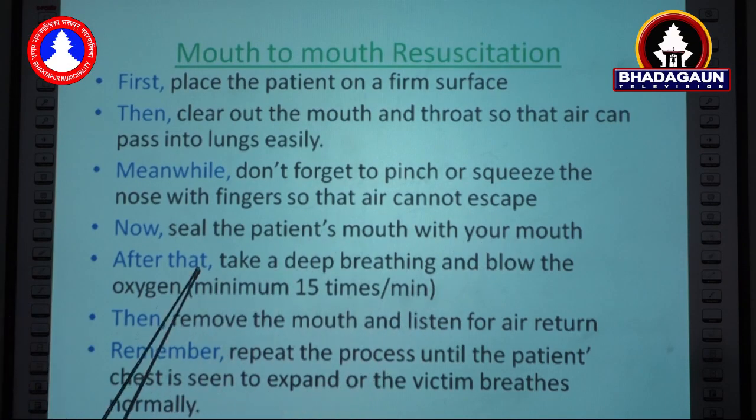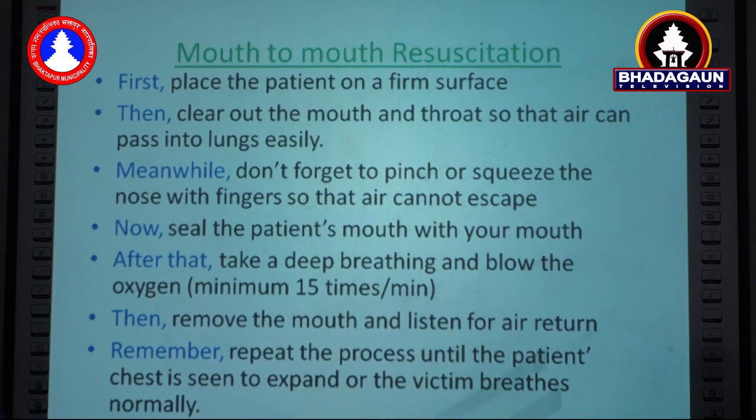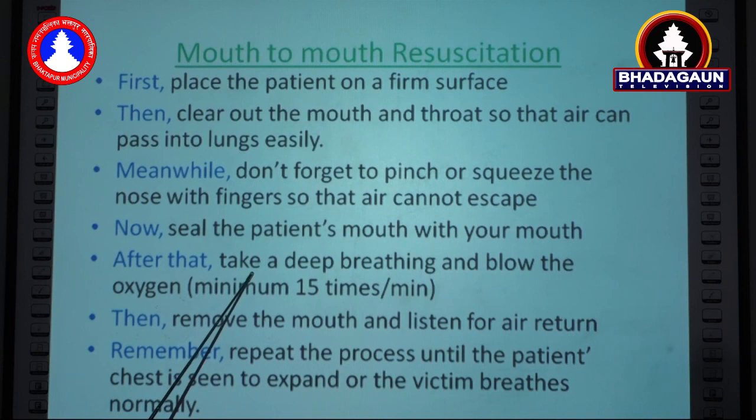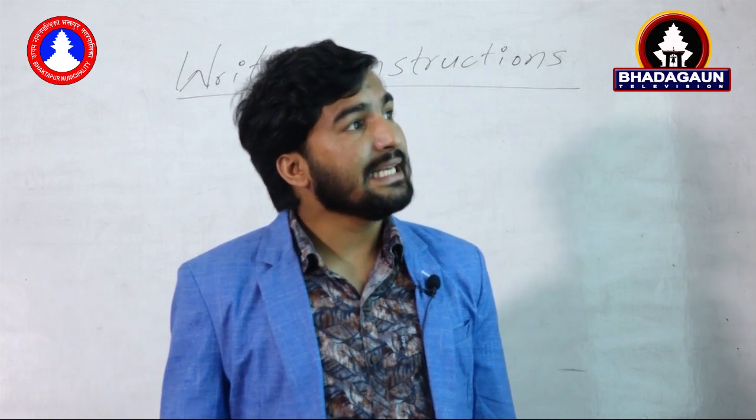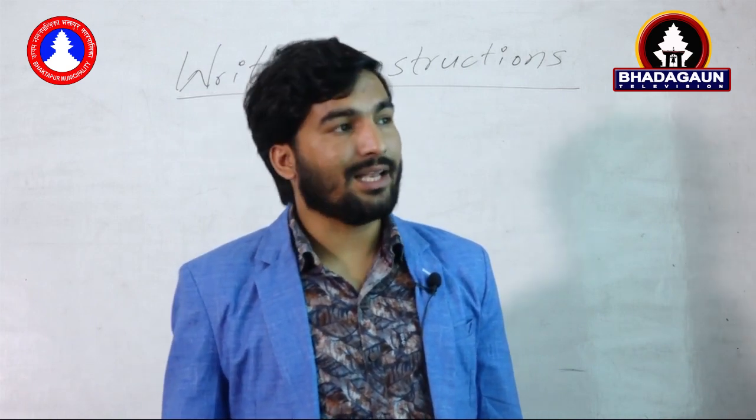With your mouth means the person who is providing first aid. You have to seal the patient's mouth with your mouth very firmly, tightly, so that you can blow the oxygen, air. After that, take a deep breath. Now the first aid provider has to take a deep breath and blow the oxygen, blow the air into the patient's mouth so that it can pass easily into the patient's or victim's lungs.